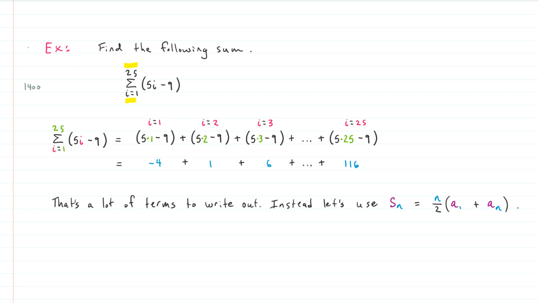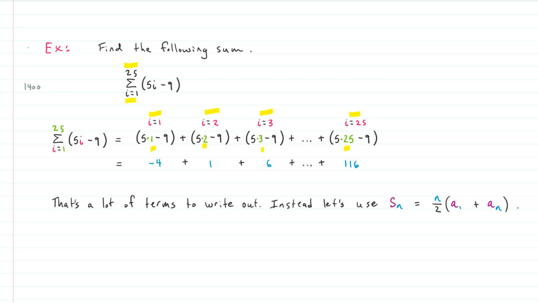So you could just say, well, i equals 1, i equals 2, i equals 3, all the way up to i equals 25. You could copy and paste the 5i minus 9 25 times, and then change the i to 1, 2, 3, and all the way up to 25, and then do the algebra, and then add them all up. You could do that. It might take you a little bit of time, but it's totally possible. Or we could try to use a faster way.